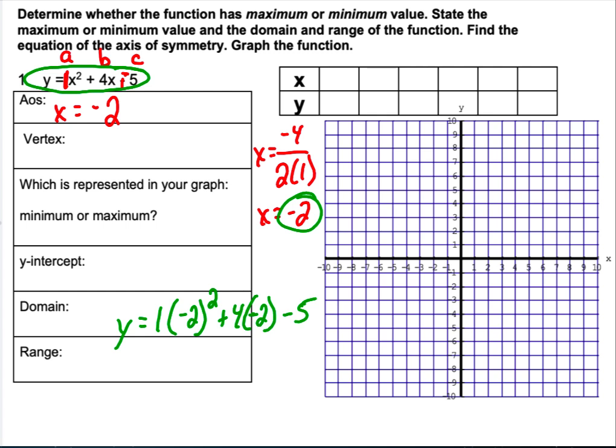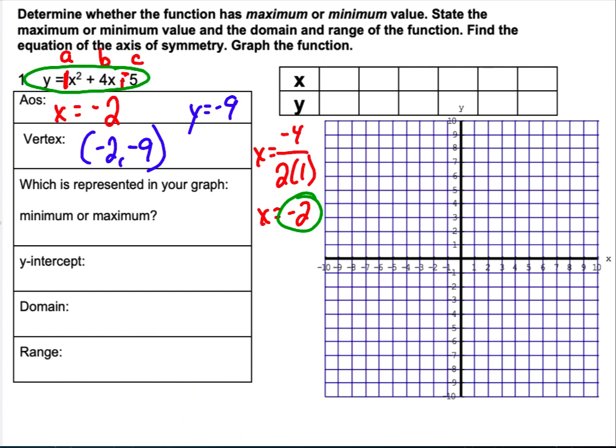Then I do some math. -2 squared is 4. 4 times -2 is -8. And then I've got a -5. Add those all together, and I get negative 9 for y. So my y is equal to negative 9, so my vertex is at negative 2, negative 9.